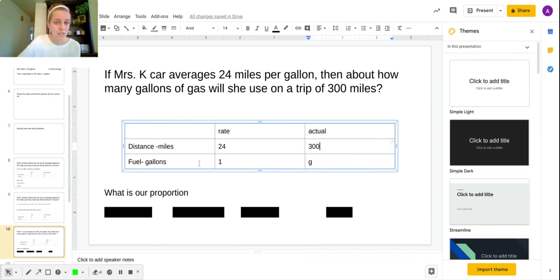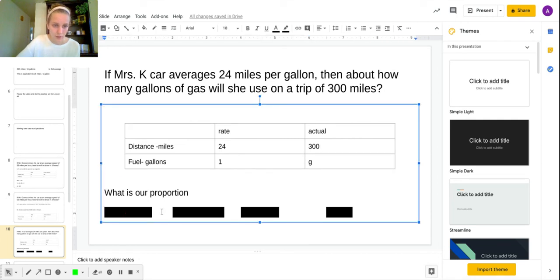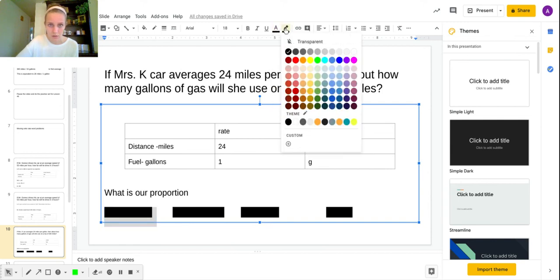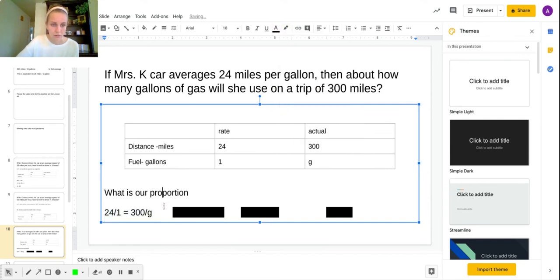So we need to set up our proportion. So we're putting 24 over 1 is equal to 300 over g. Okay? That is our proportion. We're just setting the two columns equal to each other. Okay? So now we will cross multiply. It might be helpful to do this on paper or on a whiteboard that you can erase. So we're going to cross multiply.